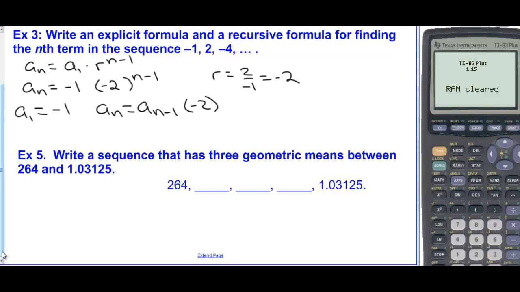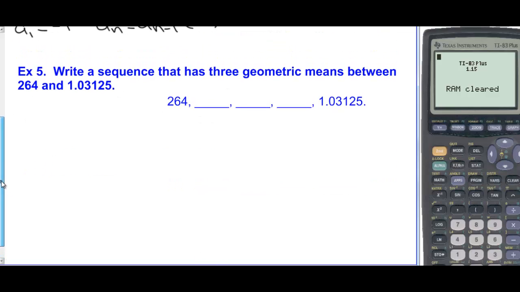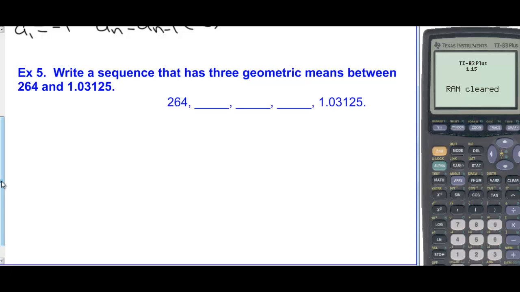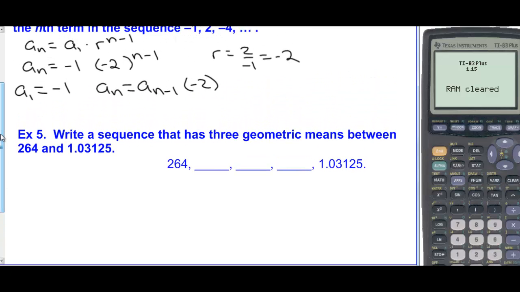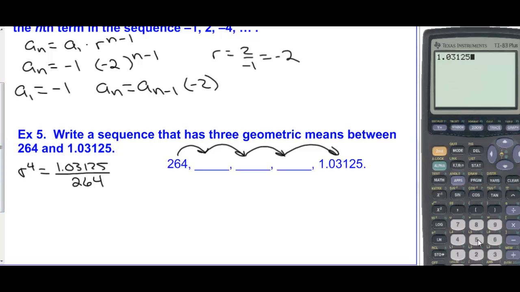Write a sequence that has 3 geometric means between 264 and 1.03125. We multiply by r once, twice, 3 times, and then 4 times. R to the 4th is equal to 1.03125 divided by 264. 1.03125 divided by 264 is equal to about 0.004.